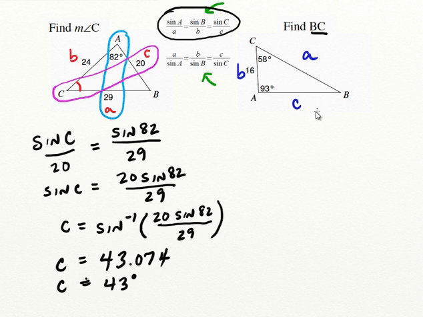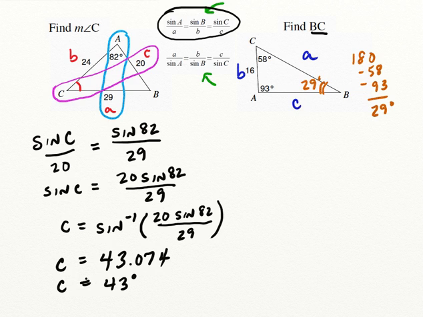So I can't use the sine law yet, but with a little bit of calculation here, I can come up with this angle B right in here. And it's quite simply just going to be 180, and we're going to subtract 58 for angle C. We're going to subtract 93 for angle A, and that leaves us with a degree measure of 29 degrees. So I know that this angle here is 29.